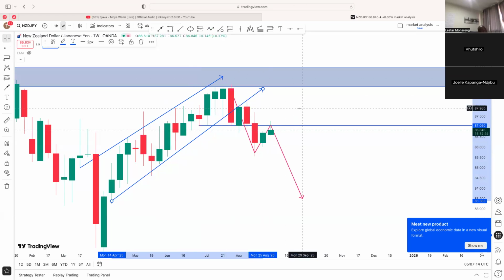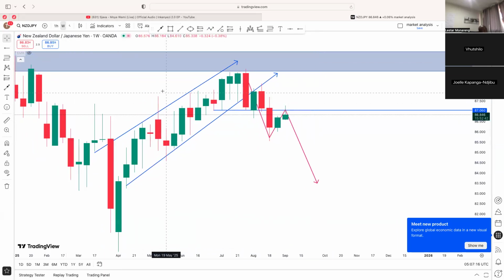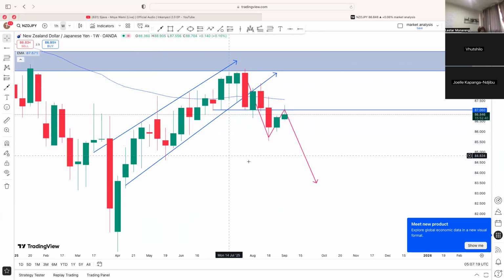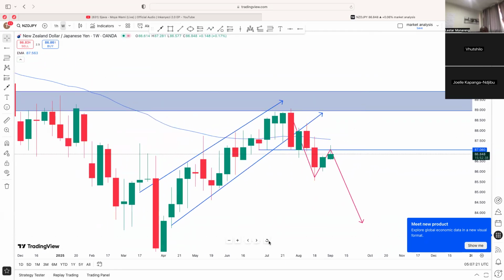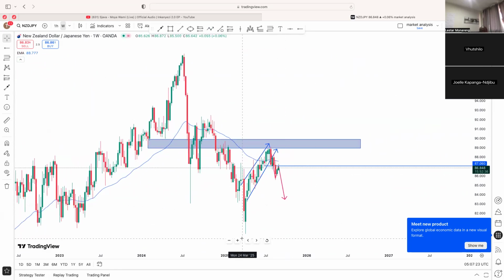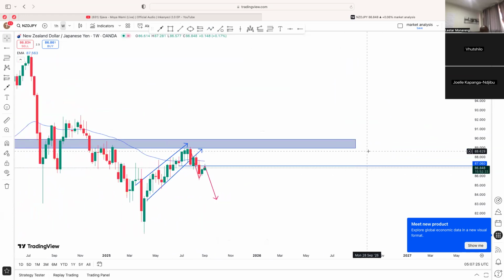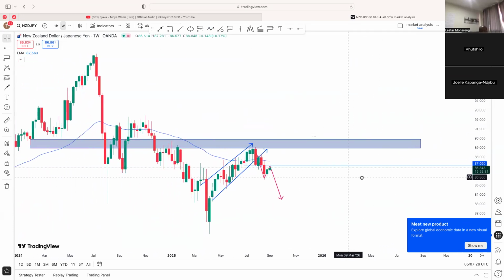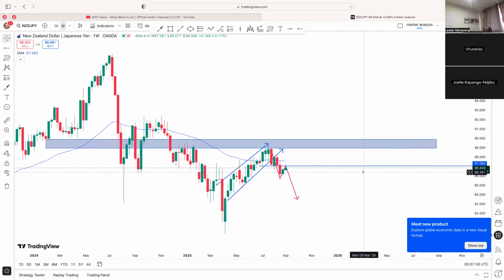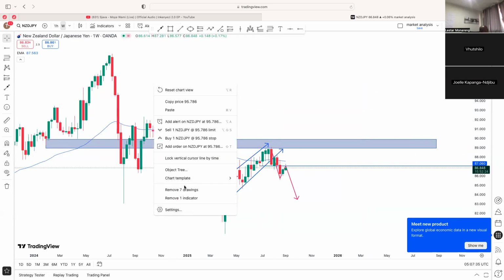So that's what you're looking for on the weekly time frame, right? I'm going to bring the EMA. Let's see what the EMA is doing. So the EMA has already crossed, as you can see. We are basically trading below the EMA, which is a good factor of confluence as well. That shows it serves as resistance and support, meaning the market is in the right direction, right?